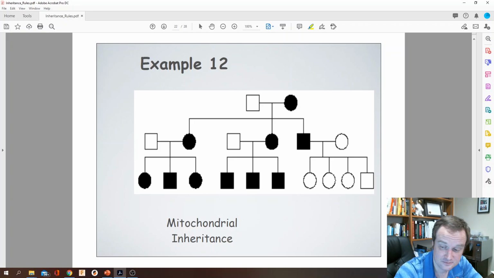Another example of dominant, you should be able to spot these pretty easily now. Just looking at it, it doesn't skip a generation, it's about equal 50-50 male and female, and every affected individual has an affected parent.